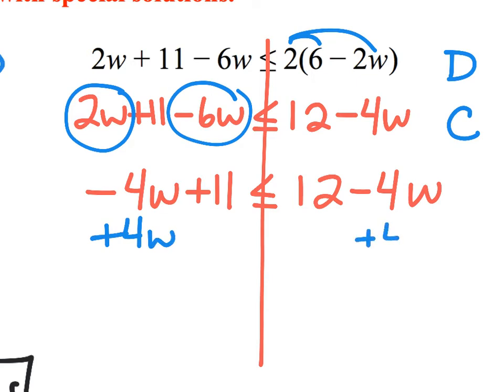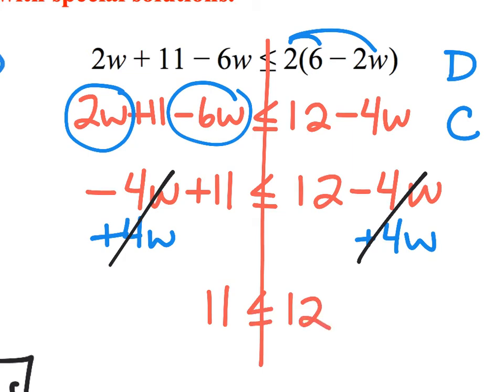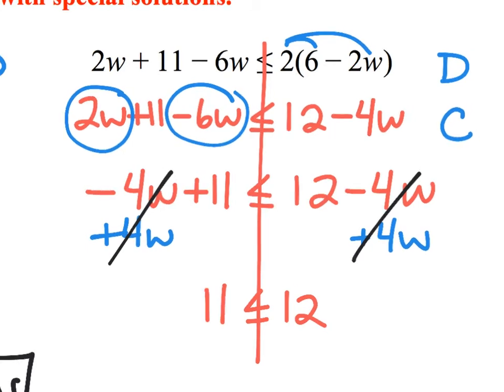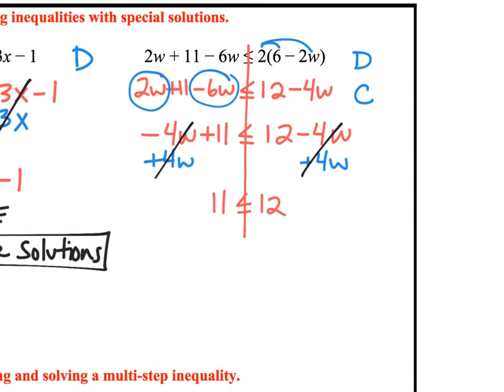Add 4w. What happens to the w's? Goodbye. They're gone. I don't want to see any more w's in this problem because negative 4 plus 4 is 0. You have 0 w's. Don't write a w. It's gone. Okay. 11 is less than or equal to 12 is all we have left. Is that true? 11 is less than 12. So if it's true, again, you can say identity or all real numbers or infinite solutions.